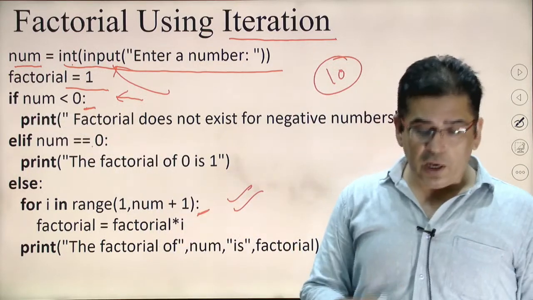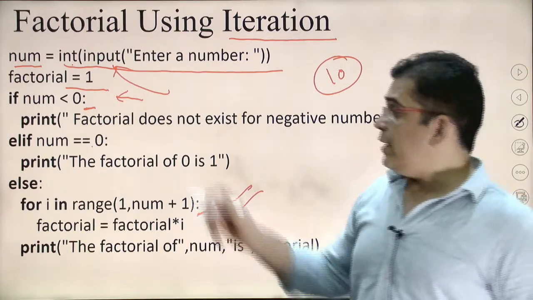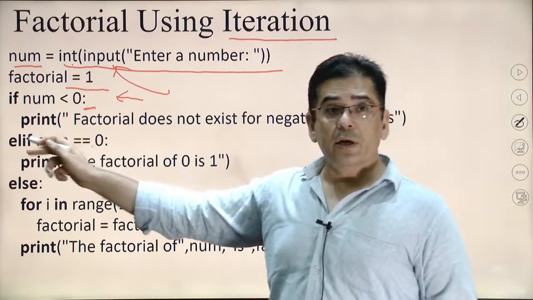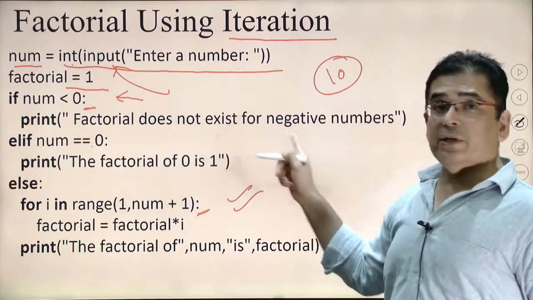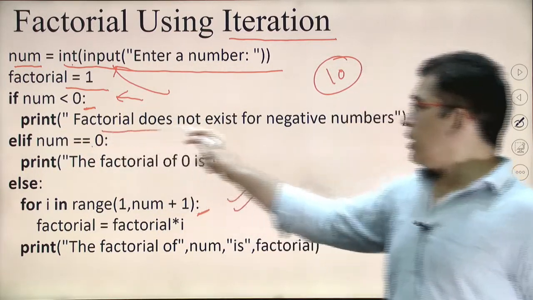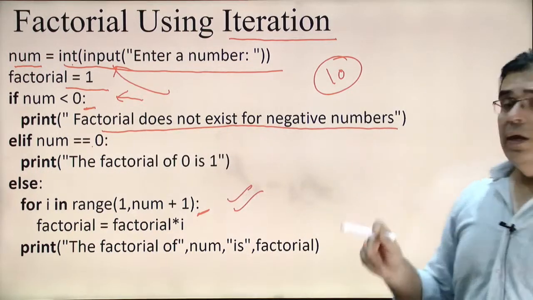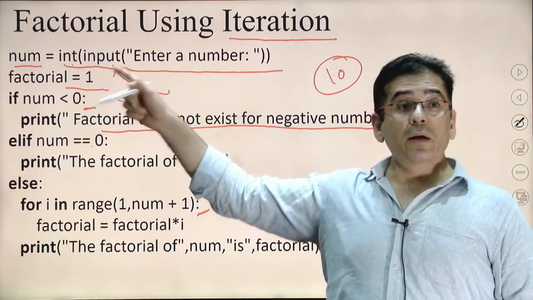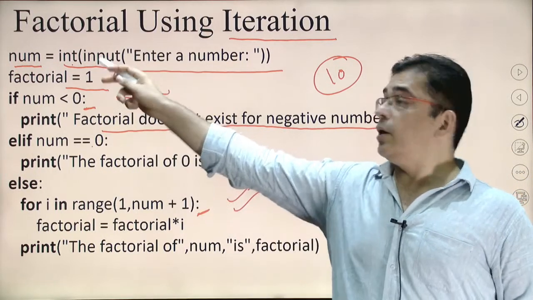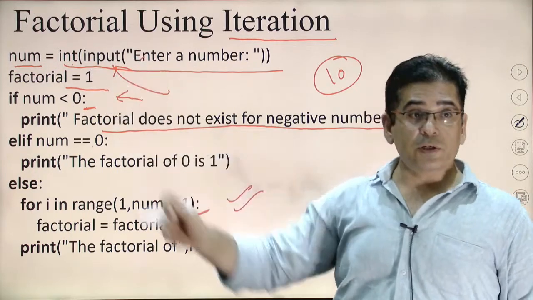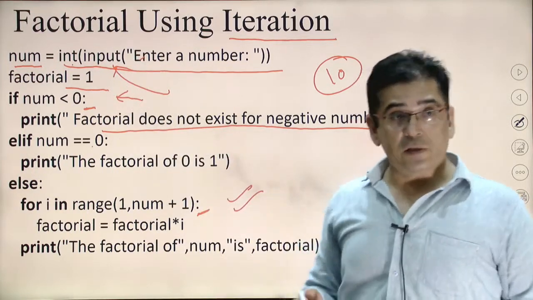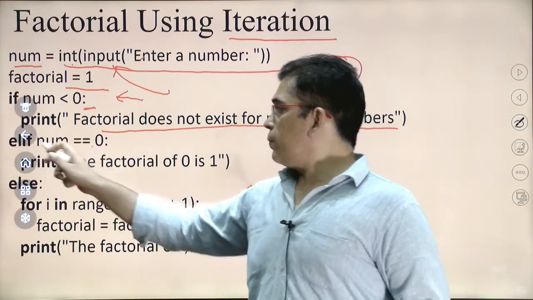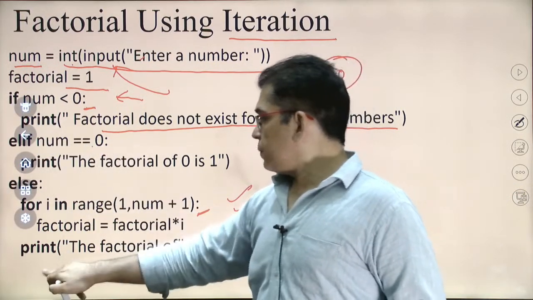So if num is less than 0, then it will print a message. Again a simple print function is used here and this output will be displayed on the screen: factorial does not exist for negative number, and the program will terminate. This happens if I enter a negative number in the variable num with the help of this input function. If this condition fails, then I will go to another block, that is the elif condition.